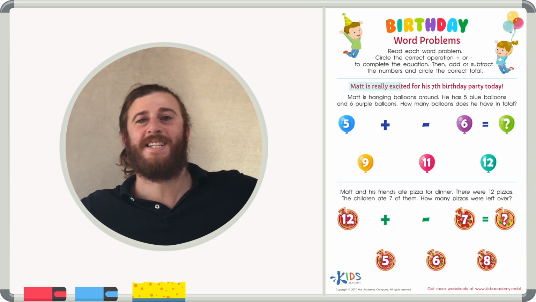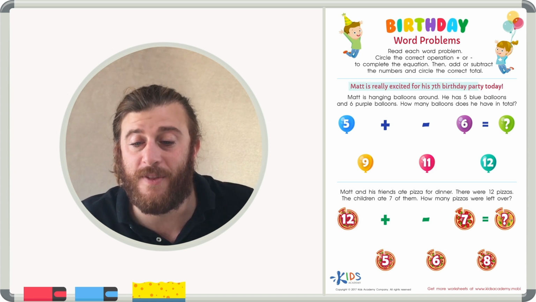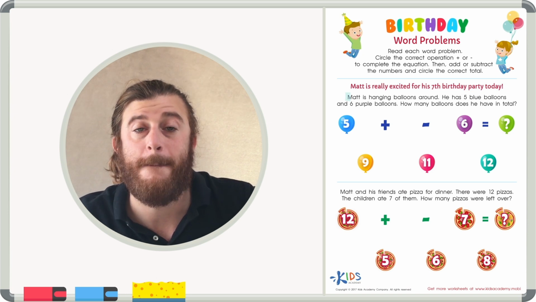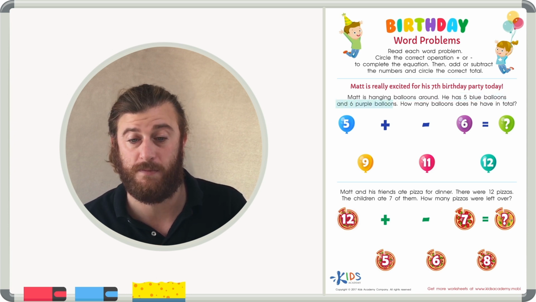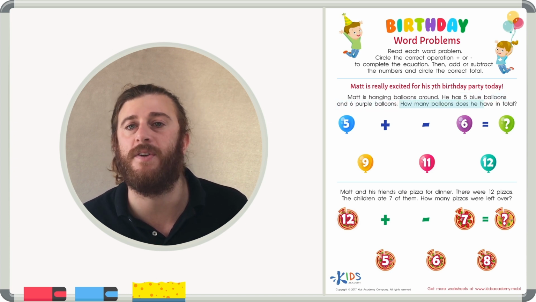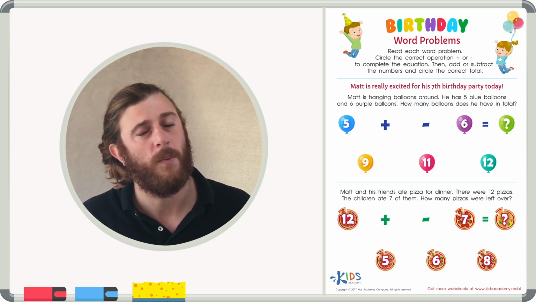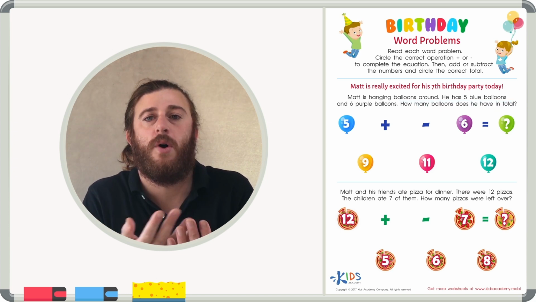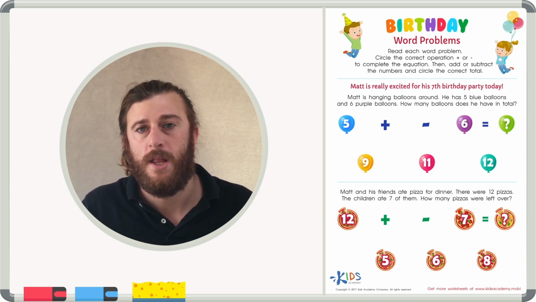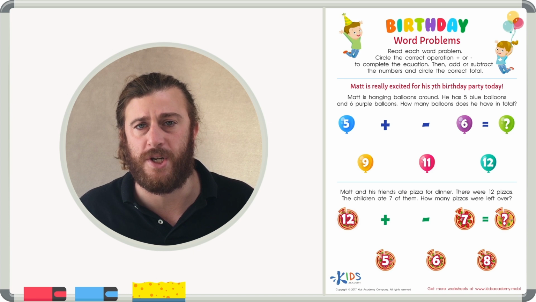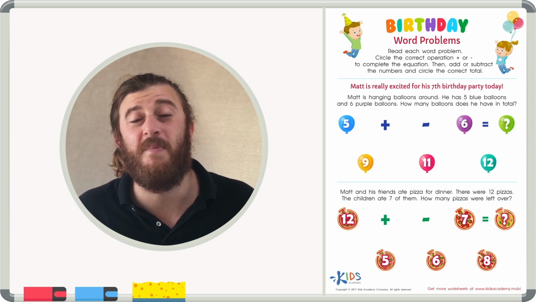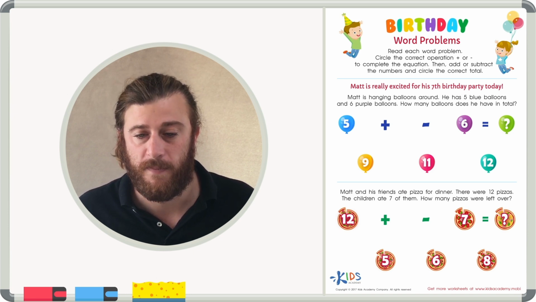Matt is really excited for his 7th birthday party. Matt is hanging balloons around. He has 5 blue balloons and 6 purple balloons. How many balloons does he have in total? Whenever I see a word problem, I like to read the whole thing first. Then I'm going to go back and reread the problem and underline the important information. Let's go back and reread and underline the important information.